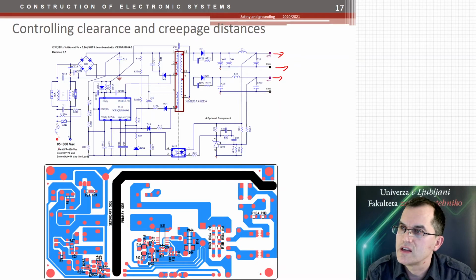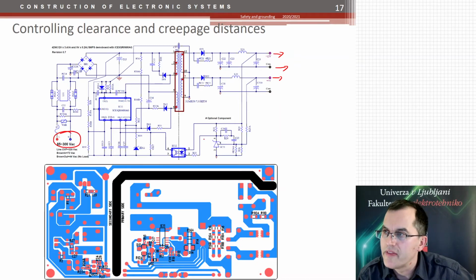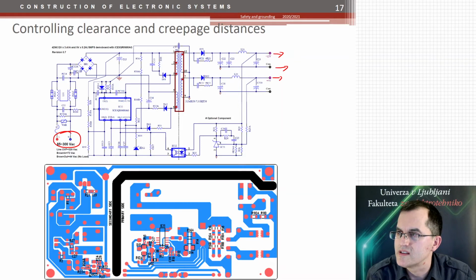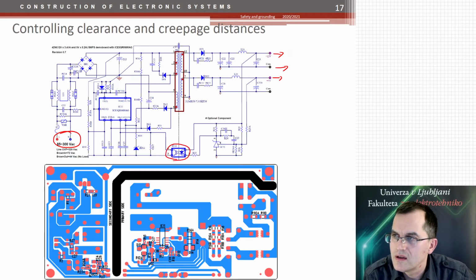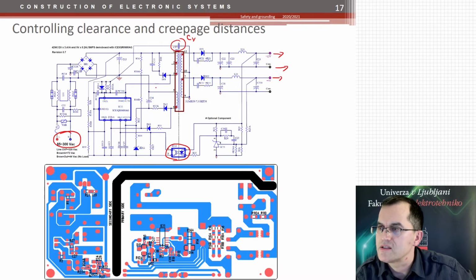And on this side we have a mains plug. So these are all high voltage parts, and the main parts sitting between the high and low voltage parts are this optocoupler and the transformer, and I think here we have the Y capacitor.